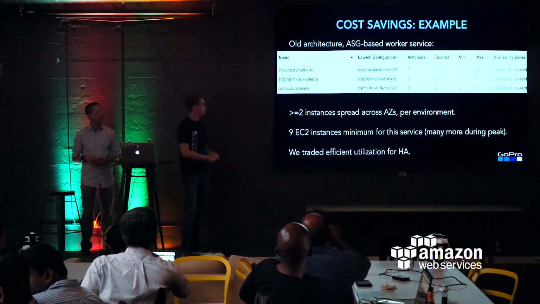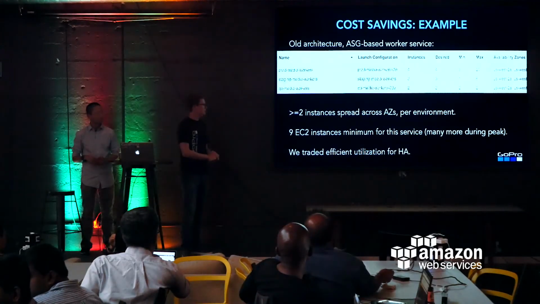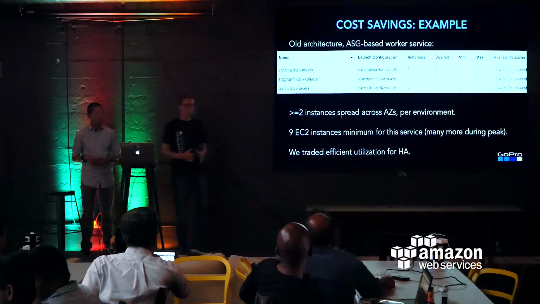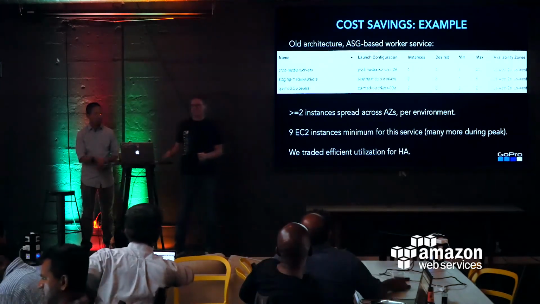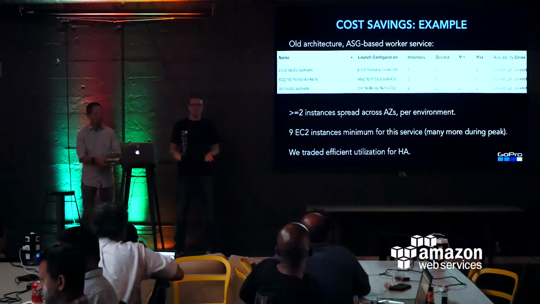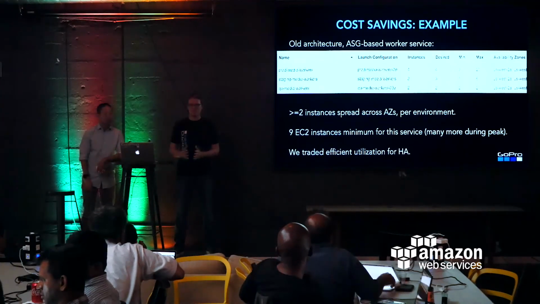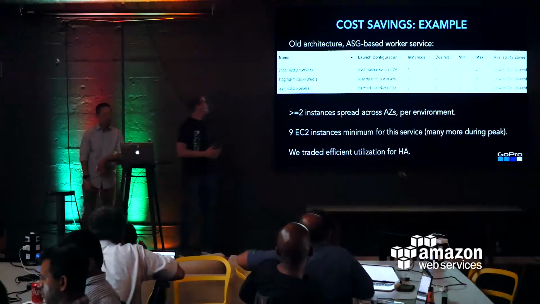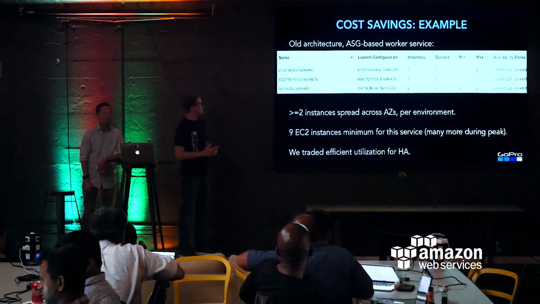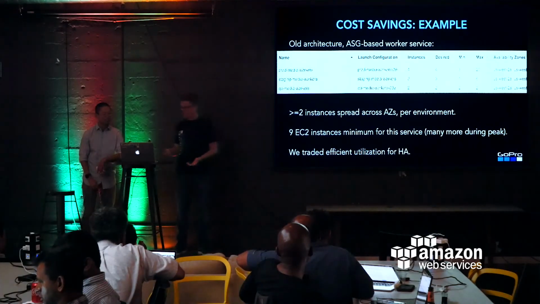So even if the service is not running under full load, we're using, in this example, 9 EC2 instances to run this one microservice. If you don't have a lot of time to optimize your services, do a lot of benchmarking, and find just the right instance type, that means you're going to be over-provisioning your compute. And I think AWS makes a lot of money on this kind of thing. So they love it. You might not. So we were trading efficiency for HA in the old model.